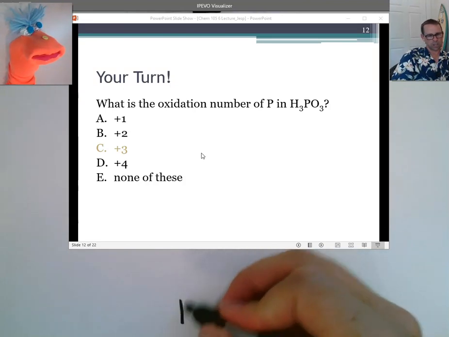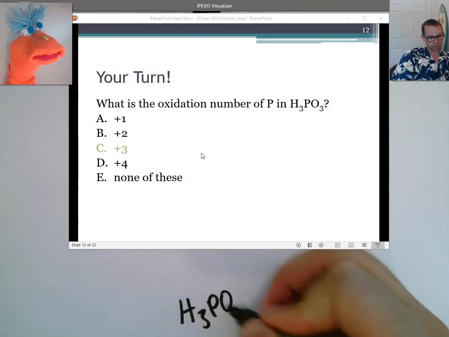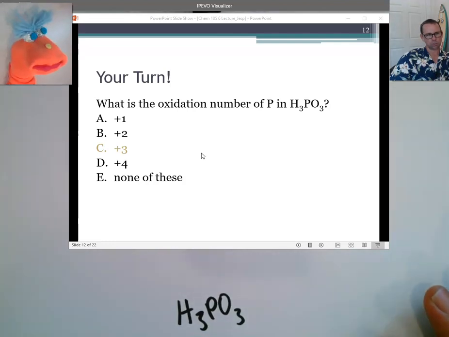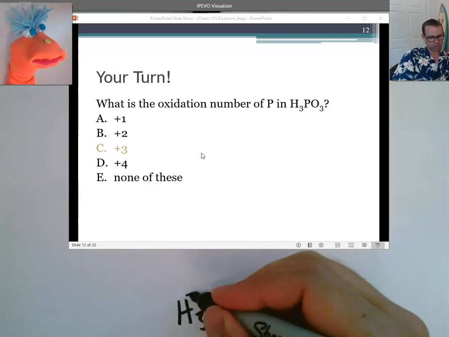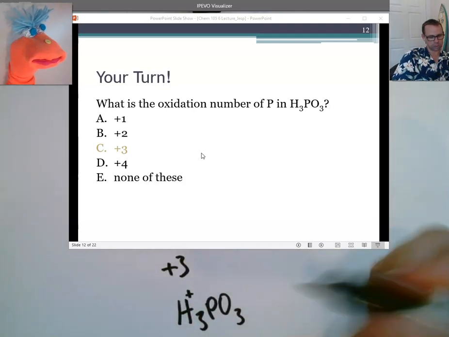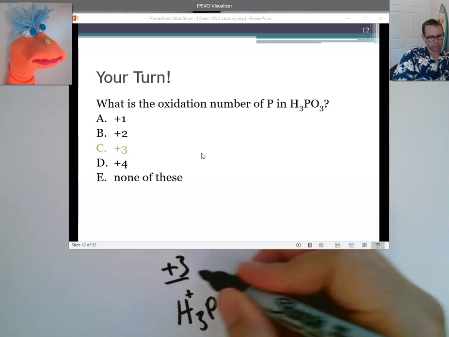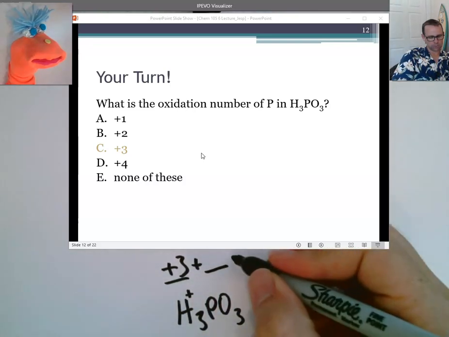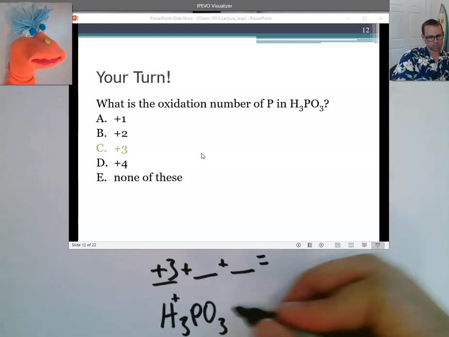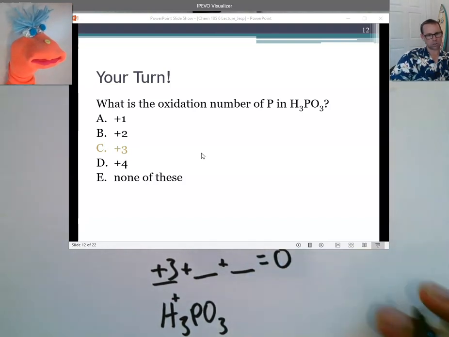All right, so we got H3PO3. We look at our rules. What was the rule for hydrogen? +1. That's right. So each hydrogen's a +1. There's 3 of them, so that contributes a total of +3. Because the contribution from the hydrogen plus the contribution from the phosphorus plus the contribution from the oxygen all adds up to equal what the charge is here, which is 0.